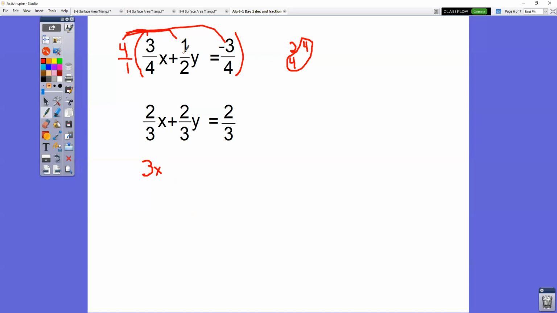I have 4 over 1 times 1 over 2. Top times top, bottom times bottom. 4 times 1 is 4. 1 times 2 is 2. So I have 4 over 2. So that is just 2 when you divide.